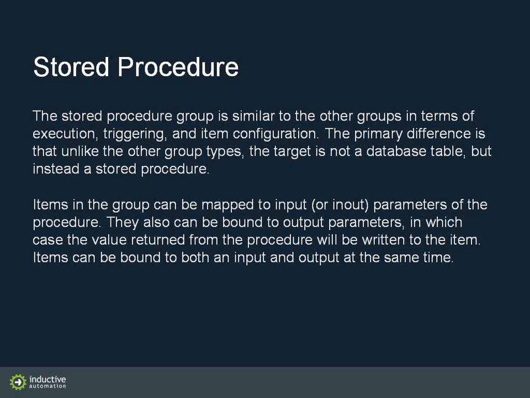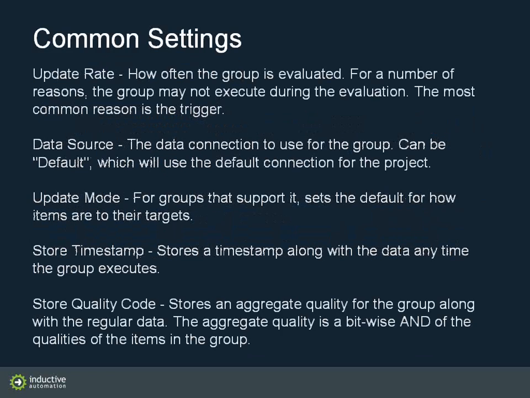So let's look more at the actual groups themselves and at a few of the common settings that each of these groups have. All the groups that I just mentioned will have an update rate. The update rate is how often that group is going to evaluate. For a number of reasons, the group may not execute during that evaluation, and the most common reason for this is a trigger. But the update rate is how often that group is going to evaluate. Secondly, here we have the data source.